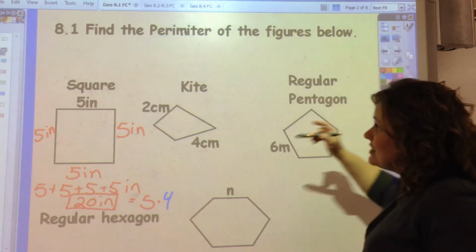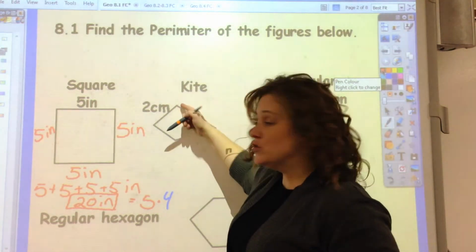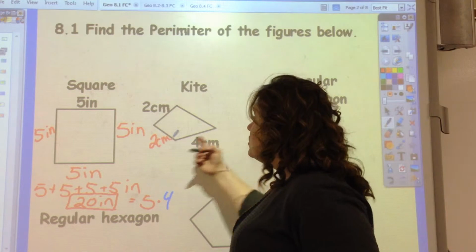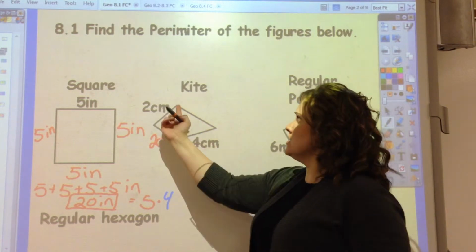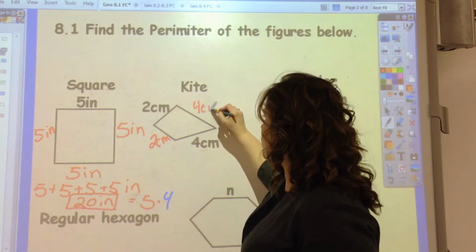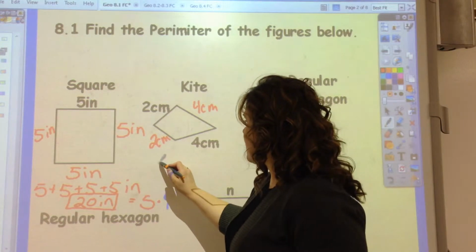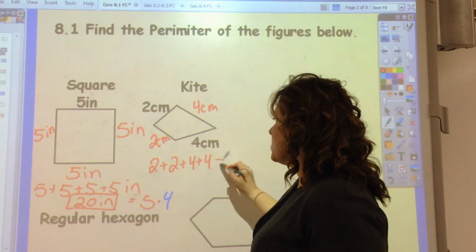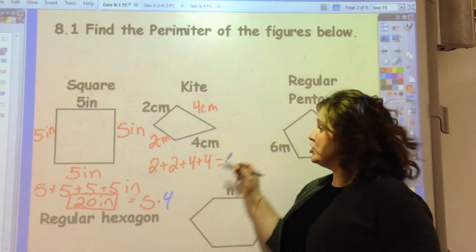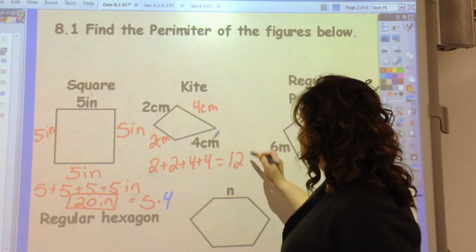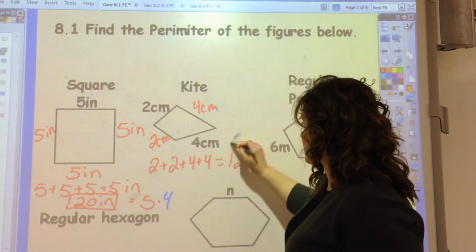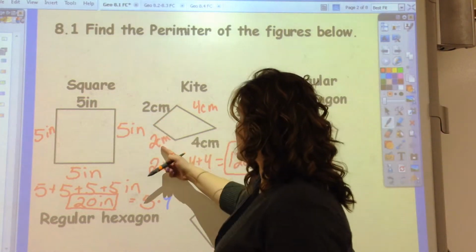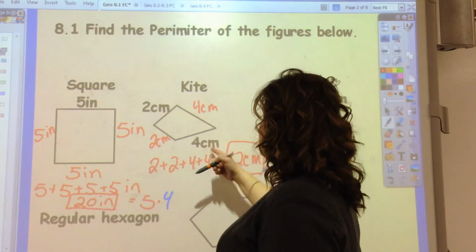For my kite, if I have a short side length of 2, this short side length would have to be 2. One long side length of 4 means that this side length would also have to be 4. And when I add those together, 2 plus 2 plus 4 plus 4, I get 4 plus 8, which is 12. And my units are centimeters. Now you can notice here that we took 2 times 2 plus 2 times 4.